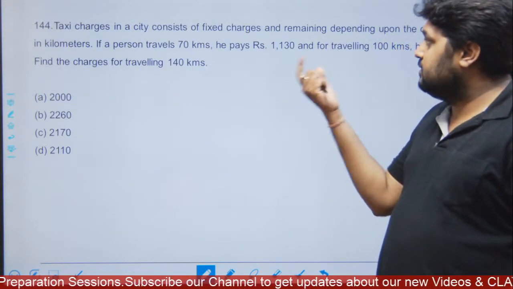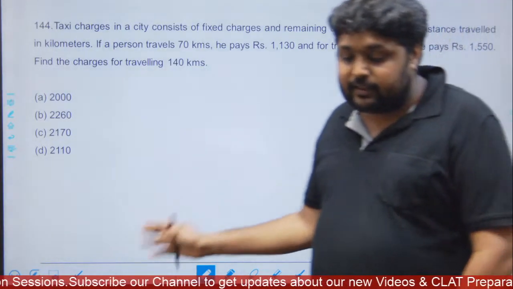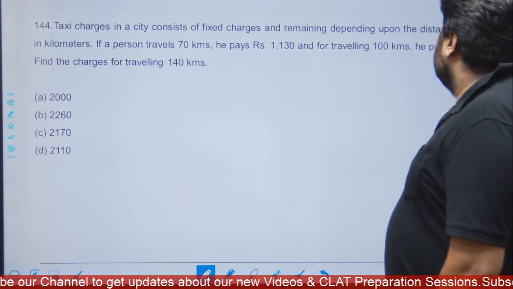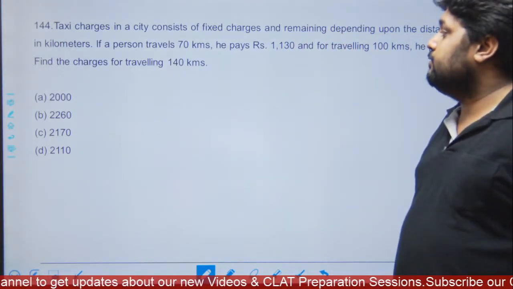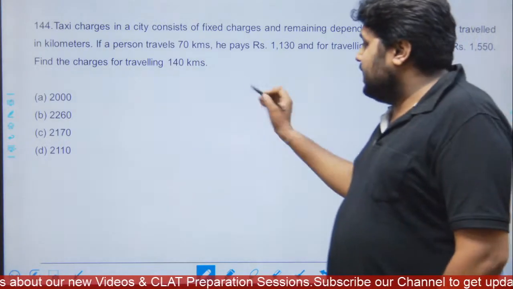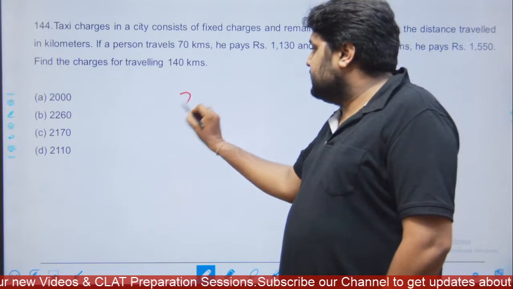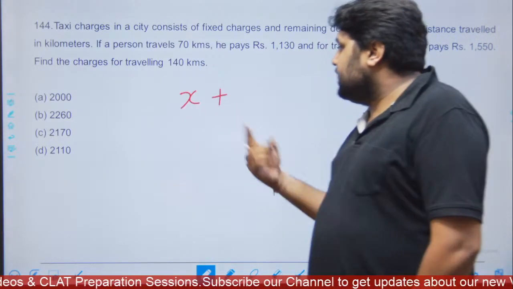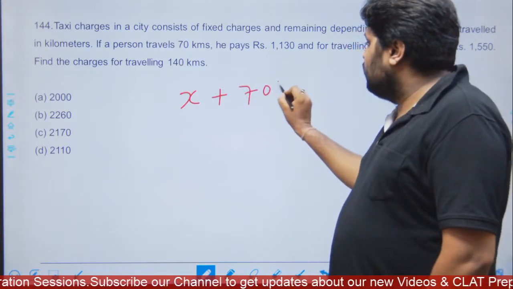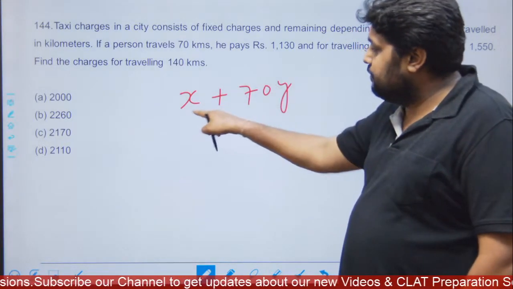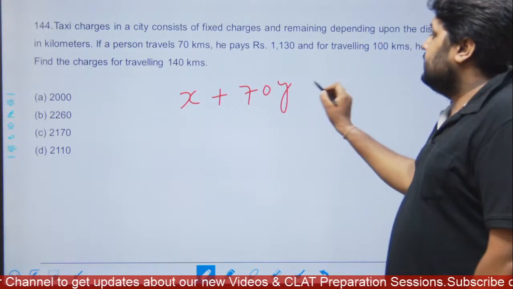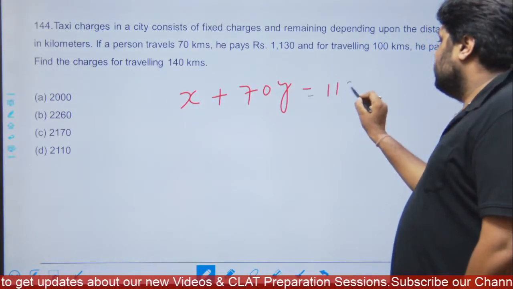Taxi charges in a city. This is based on direct relation. You can simply make the equation and solve it, depending upon the distance traveled in kilometers. If a person travels 70 kilometers, he pays rupees 1130. So let's say the fixed charge of taxi is X and the per kilometer charge is Y. So if you travel 70 kilometers, you have to pay X plus 70Y. X is the fixed charge and Y is the per kilometer charge. So X plus 70Y is equal to 1130.